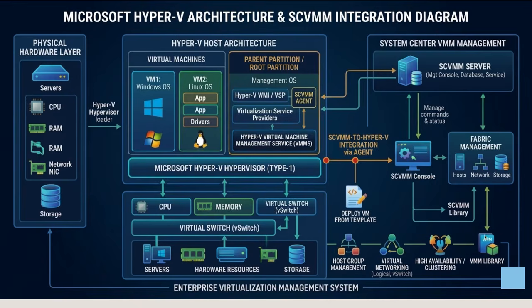We have VMM library servers where we keep the resources for the rapid deployment of the virtual machines or the services. We create the high availability clusters and virtual networks for connecting the virtual machines. These virtual networks basically provide the interface to your virtual machines. Host group management is used to manage multiple hosts or Hyper-V hosts in your data center. The deployment of the configuration becomes handy with the help of these host groups.